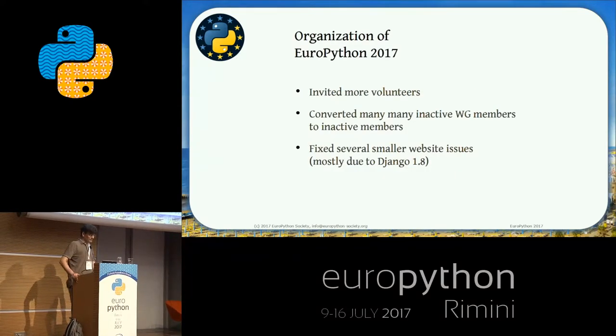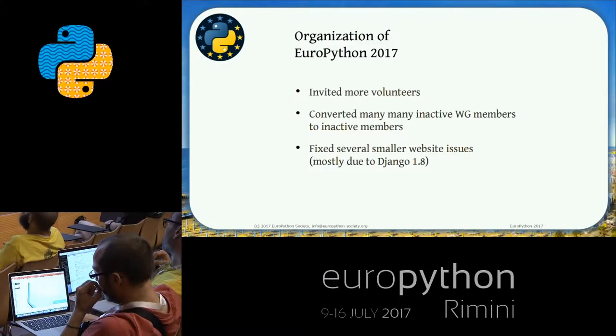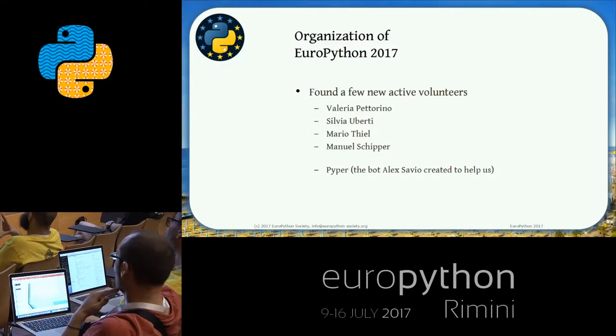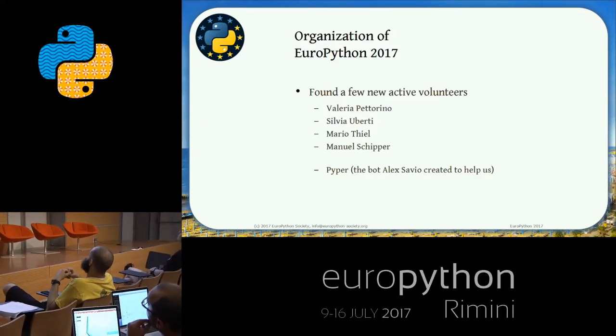Okay, so what did we do for the organization? Of course, we invited more volunteers to work with us on the organization. We removed many inactive members, I mean, members that were still marked as being members of the work groups, but were actually not doing anything. We basically turned them into inactive. We had to fix a few smaller issues with the website. We fortunately found a few more very active volunteers.